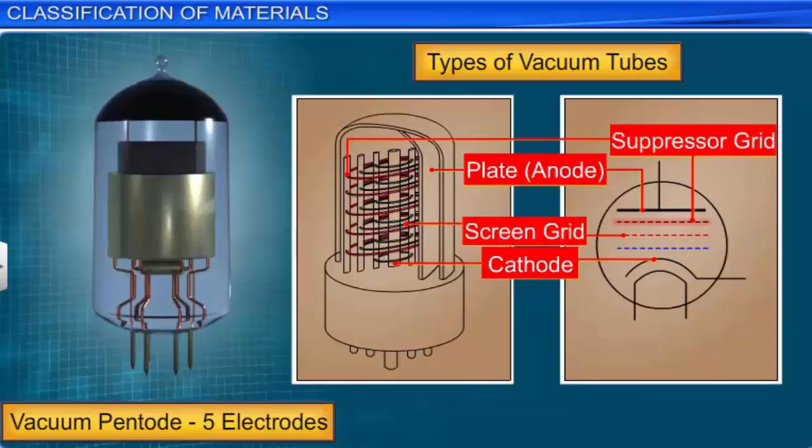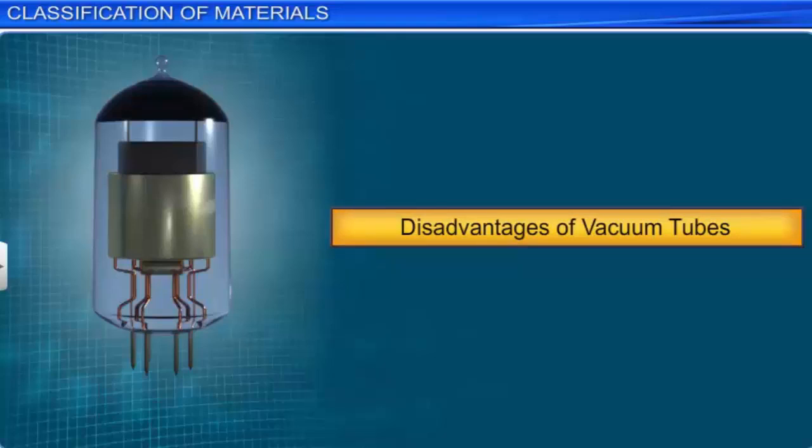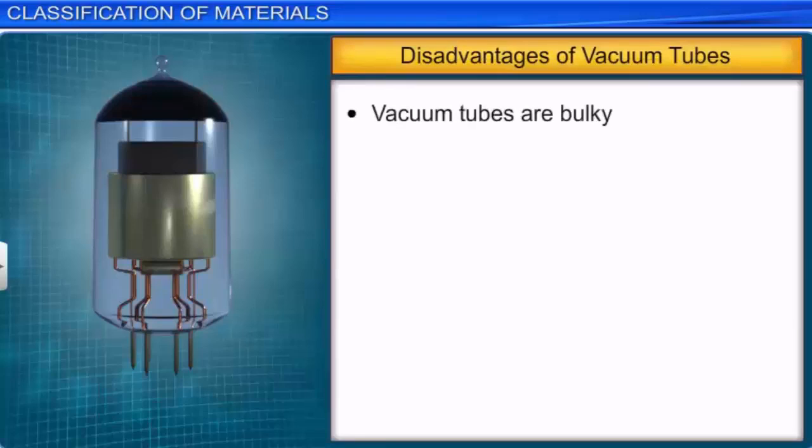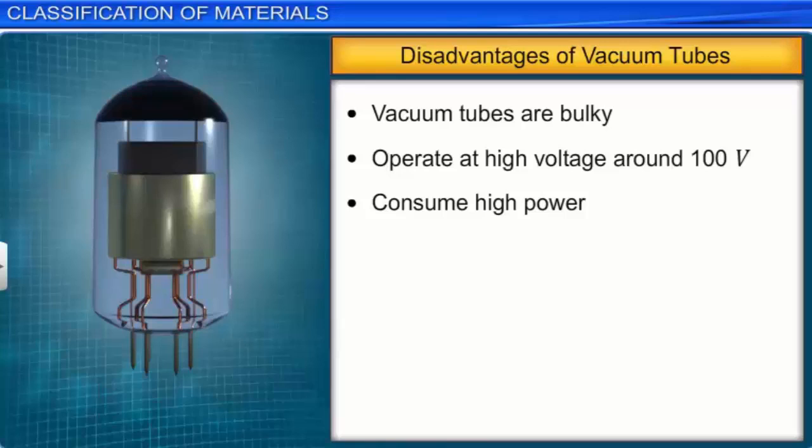However, in spite of their widespread use in earlier times, vacuum tubes have certain disadvantages. These are: vacuum tubes are bulky, they generally operate at high voltage around 100 volt, they consume high power, they have limited life as the cathode electron emitting materials get used up in the operation, low reliability as they are more prone to microphonics because the mechanical vibrations are transformed into an undesired electrical signal, also referred to as noise. Glass tubes are physically fragile.